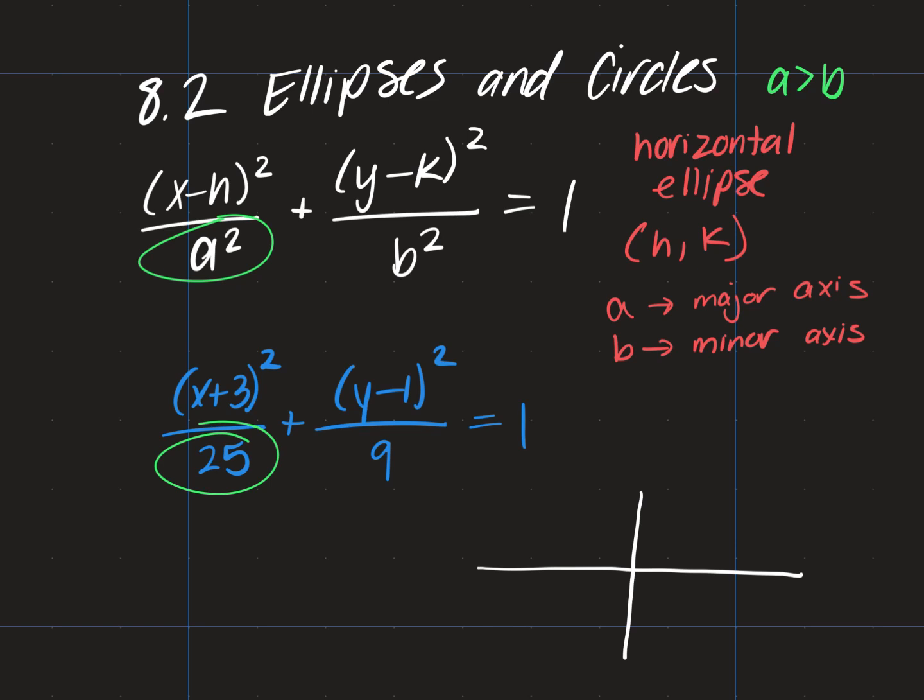Okay, so your vertex is going to be at negative 3, 1. Why is it negative 3? Oh, just kidding. Yep. So negative 3, 1.